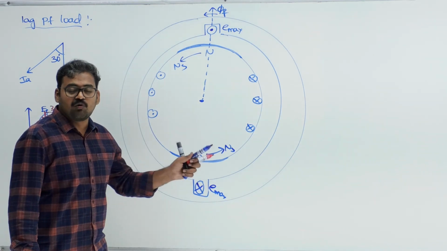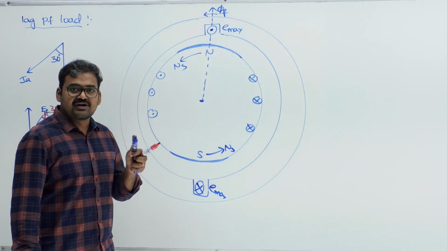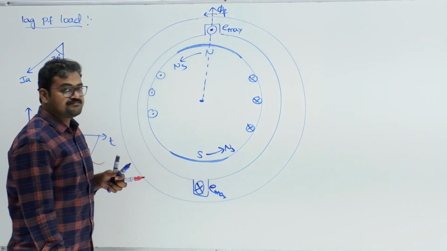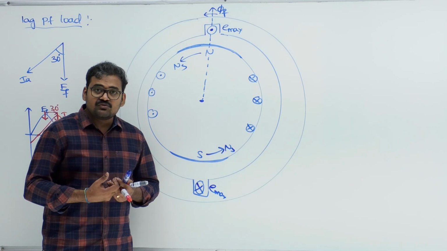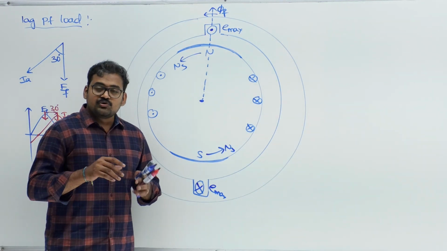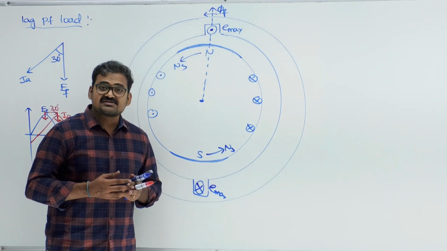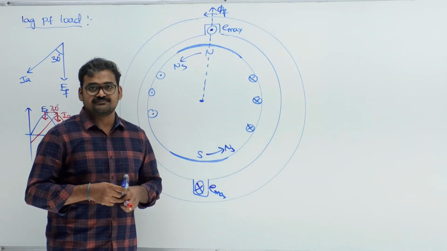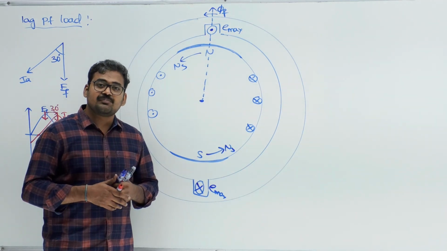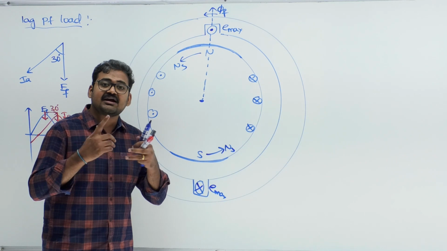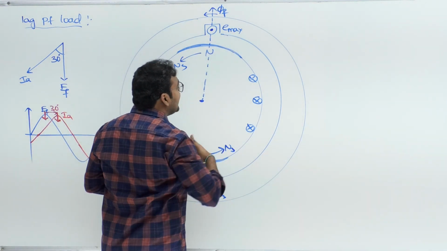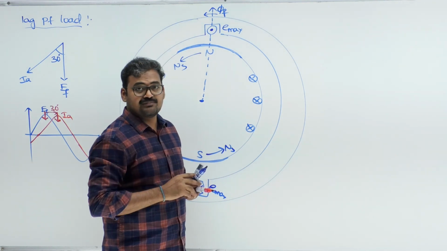The axis passing through the poles, we will call it the polar axis or direct axis. That's why these conductors are having a maximum EMF. Now, I would like to understand what is the direction of armature flux. To identify the direction of armature flux, I need armature current, because flux will be developed by current. Therefore, rather than maximum EMF position, I need maximum current position.